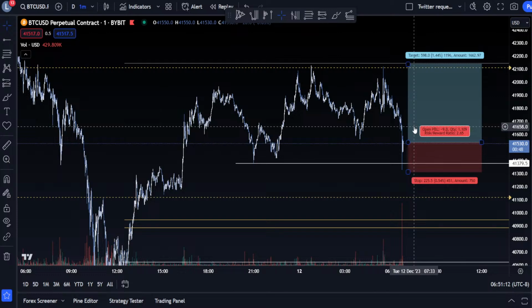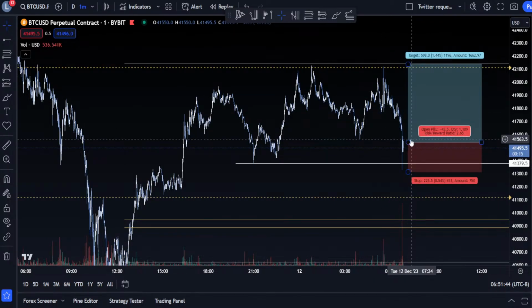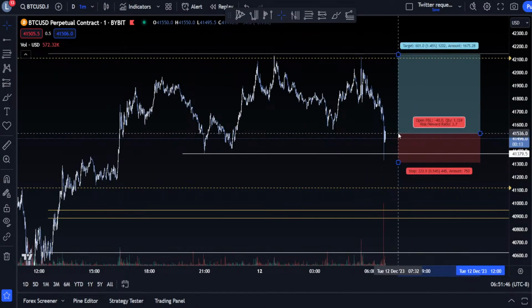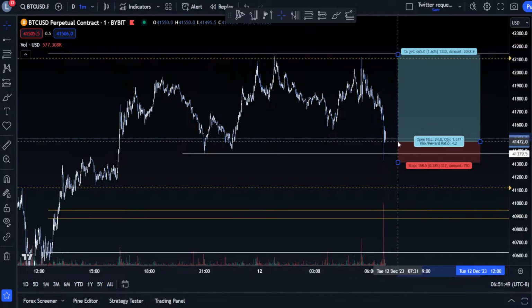I never risk more than 1 to 2% of my trading account on a single trade. Give me 1 sec. It's always about managing your risk. Let's set up an order here. Let's see how price reacts, if I can get in a little bit lower.